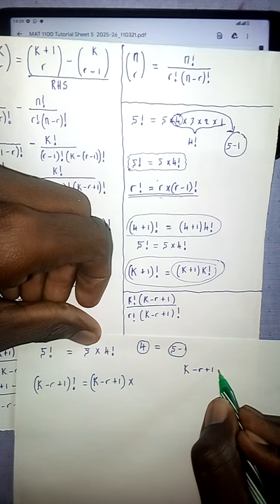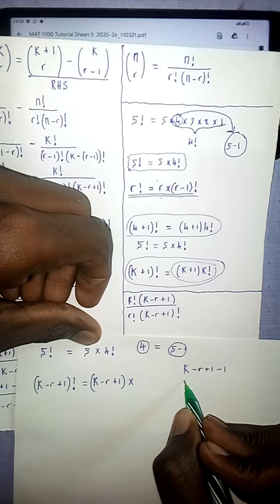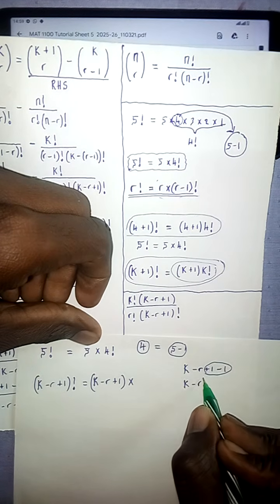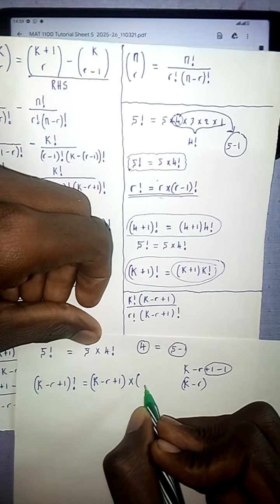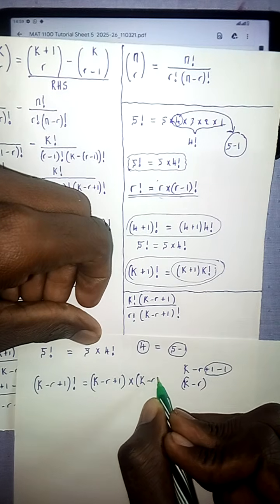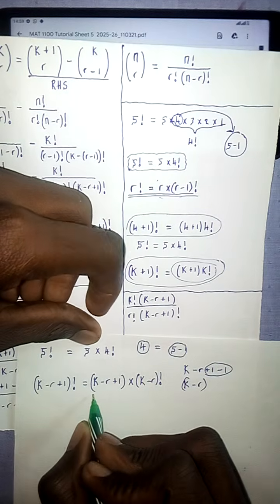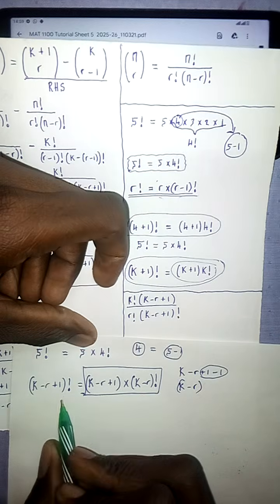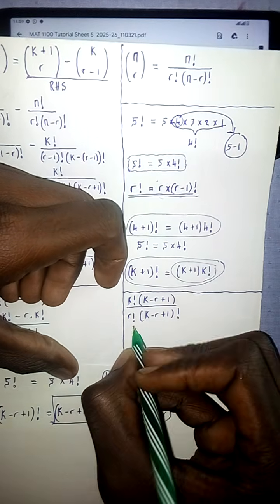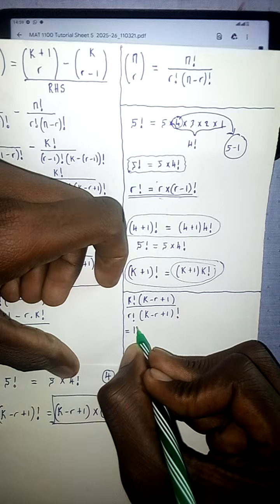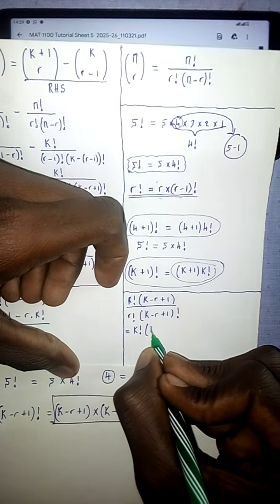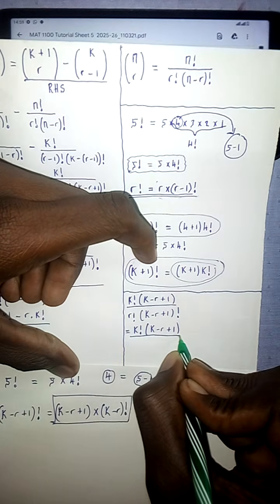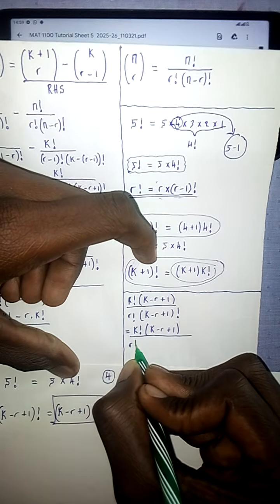So from here we're going to remove 1. In this case we're going to remain with k minus r, because this will give us a 0, right? And then we put a factorial, so we'll have k minus r factorial. Take note of that, guys. So we're going to say k factorial, k minus r plus 1, over r factorial.